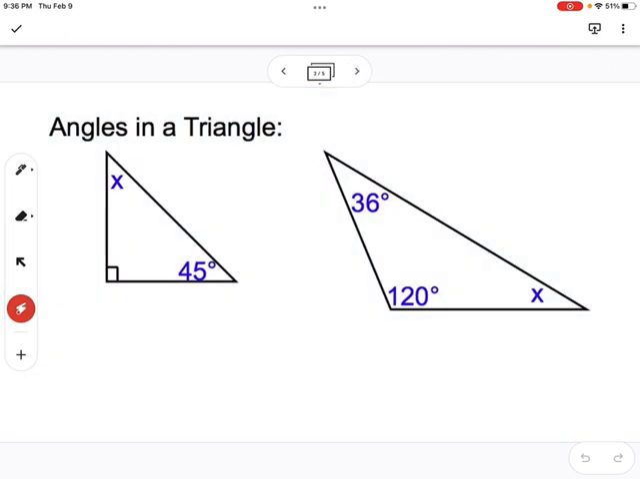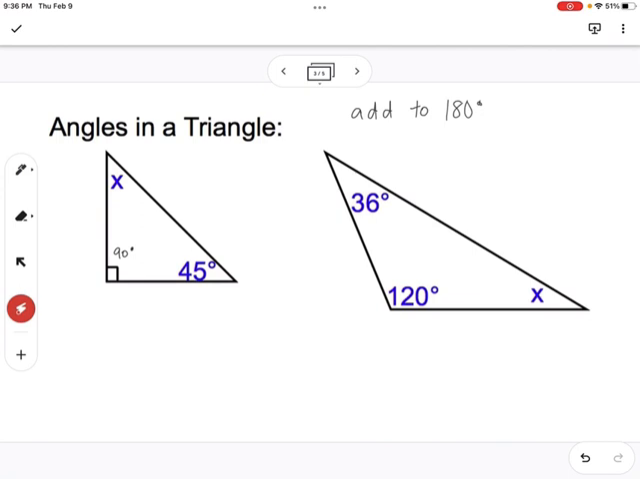Now, if we are looking at the angles in a triangle, our angles in a triangle add up to 180 degrees. So if we look at the first example here, we have a right angle triangle. We know that the one angle is 45. We know this angle, it doesn't exactly tell us, but that square there is telling us that that is 90 degrees.